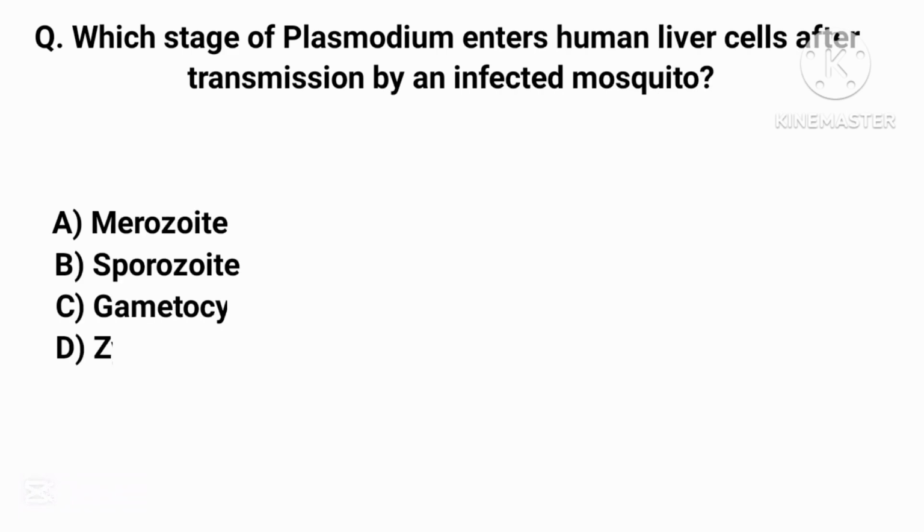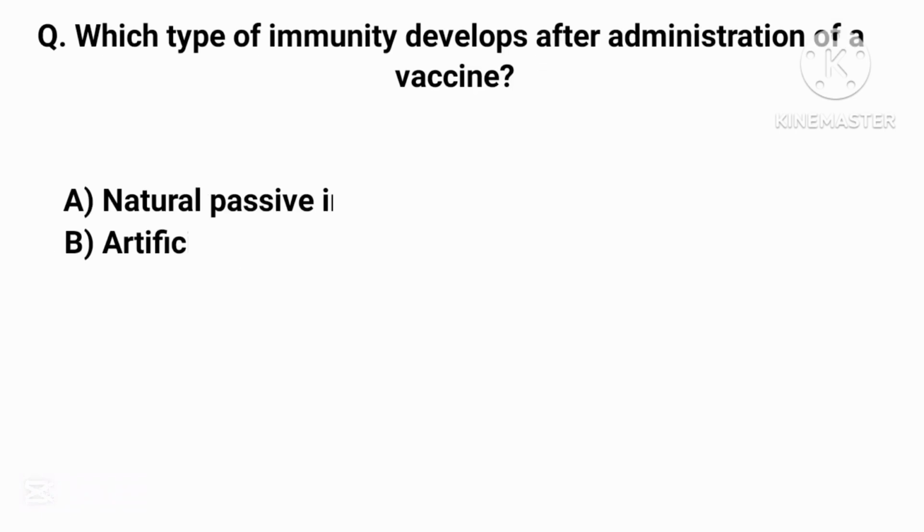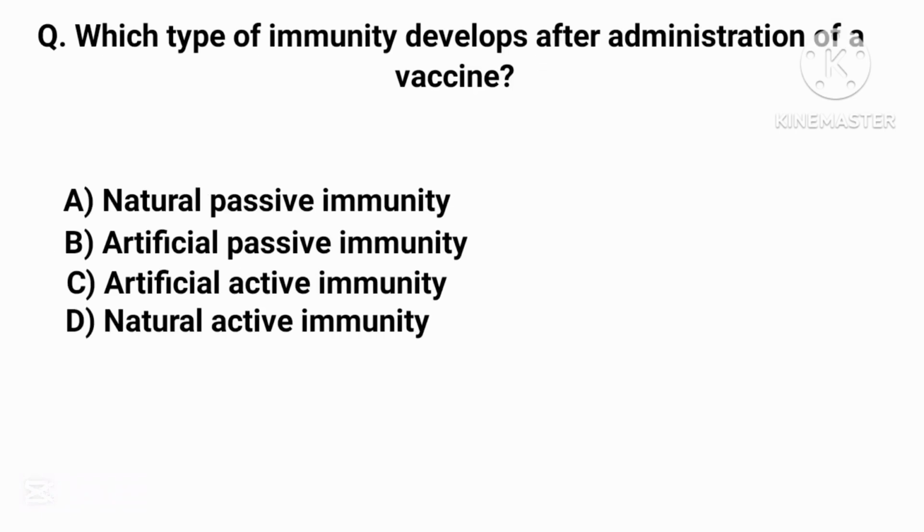Which stage of Plasmodium enters human liver cells after transmission by an infected mosquito? Correct answer is option B, sporozoite. Which type of immunity develops after administration of a vaccine? Correct answer is option C, artificial active immunity.